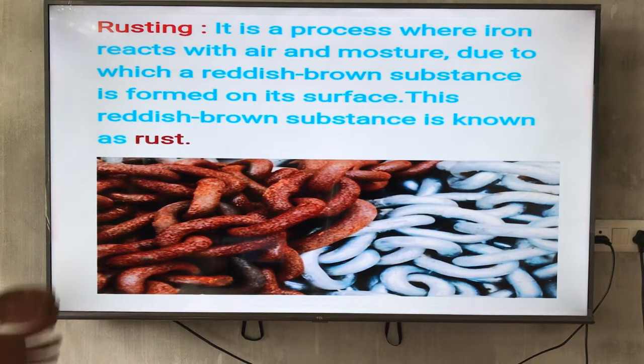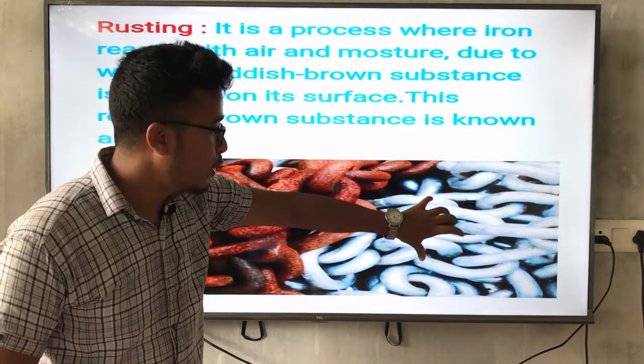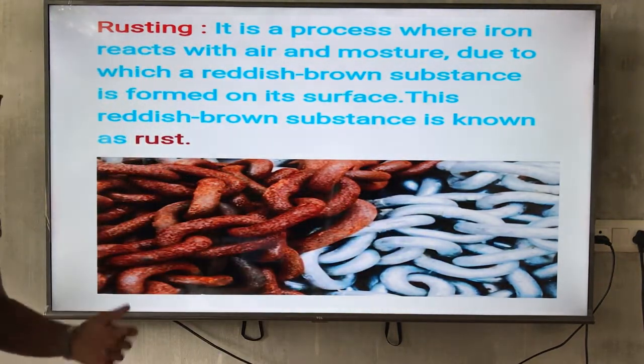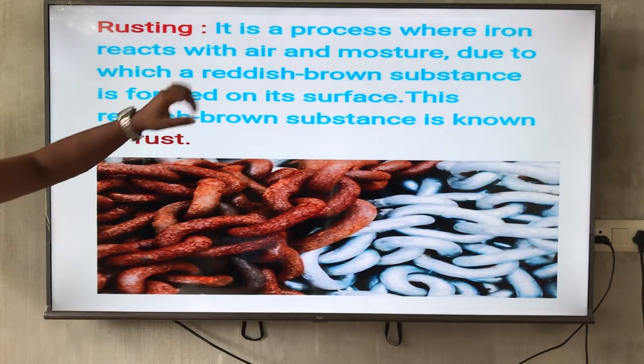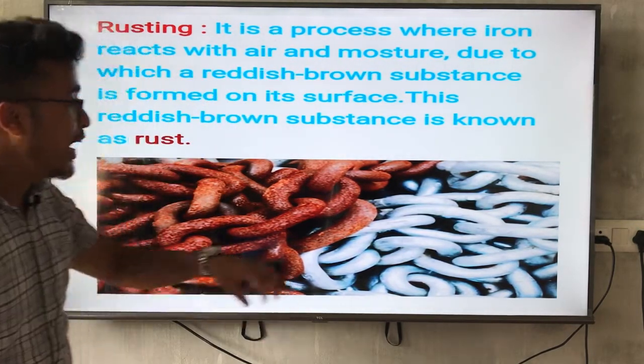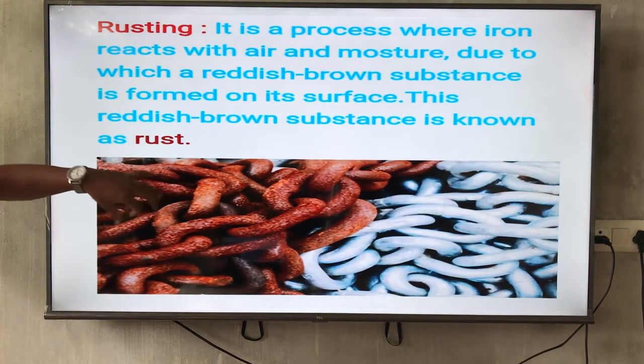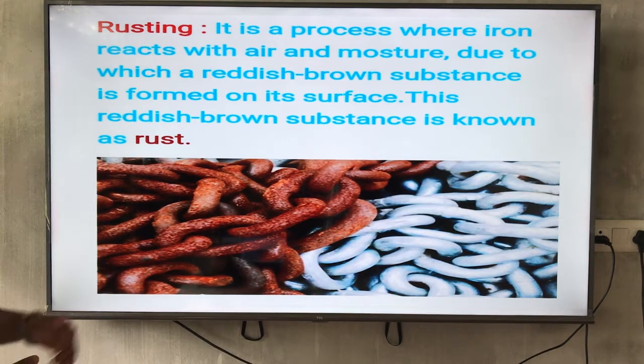Now you can see your figure. This is one fresh iron. This iron reacts with air and moisture, and it will form a reddish brown substance. It is formed on its surface. Now this is called rusting.